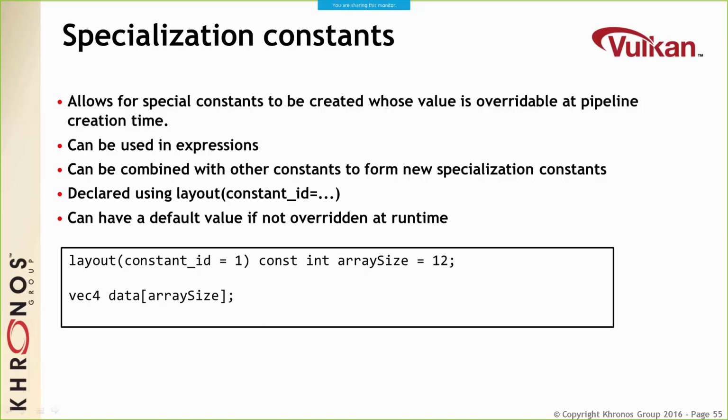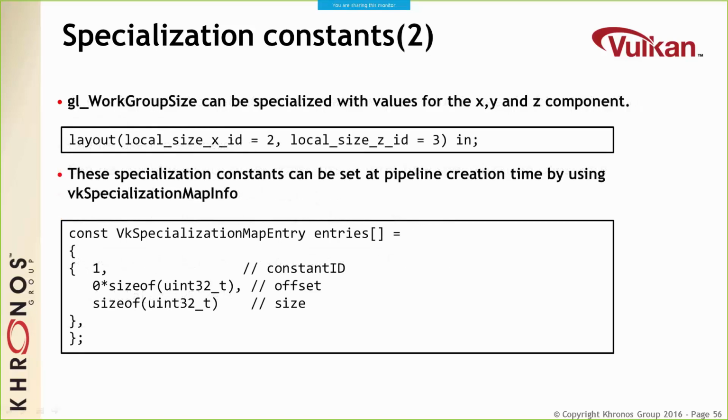So they can have a default value. If you don't override them, they'll take the default value. However, you can optionally override them. Additionally, GL workgroup size can be specialized with different values for the X, Y, and Z components, the three-dimensional components of a workgroup size. It can be overridden with this special syntax to allow you to specify the local size in X, local size in Z. If I need the local size in Y, here it will be obviously constant. It won't be overridden by this specialization constant.